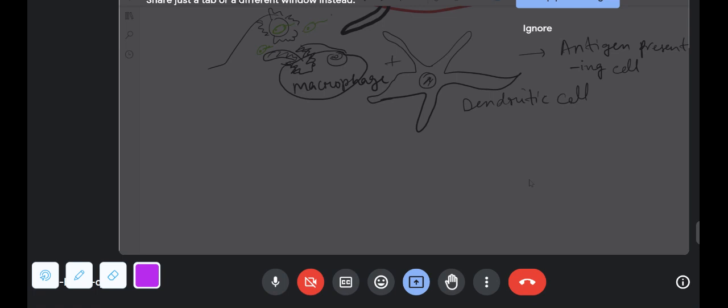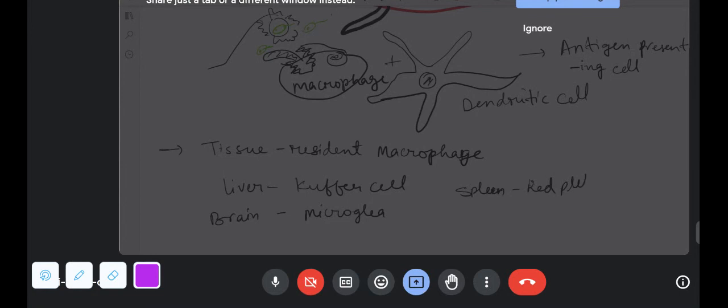Some macrophages will be residents of the tissue. So there will be some tissue resident macrophages. If it is in the liver, it is called Kupffer cell. If it is in the brain, then it is called microglia. If it is in the spleen, then it is called red pulp macrophage.